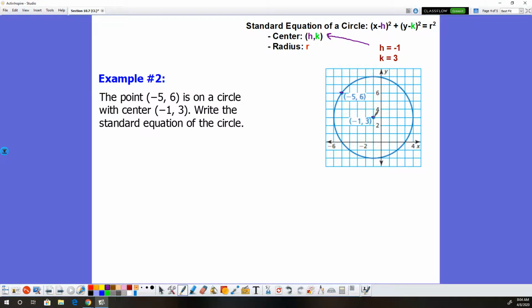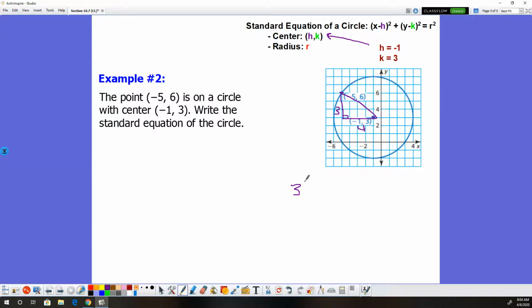This is the center. So could we form this little right triangle here? Okay, and the reason we did that is because if we counted 1, 2, 3, 4, this side is 4. 1, 2, 3, this side is 3. Now, couldn't I use the Pythagorean theorem to find this side? And notice this side is your radius.